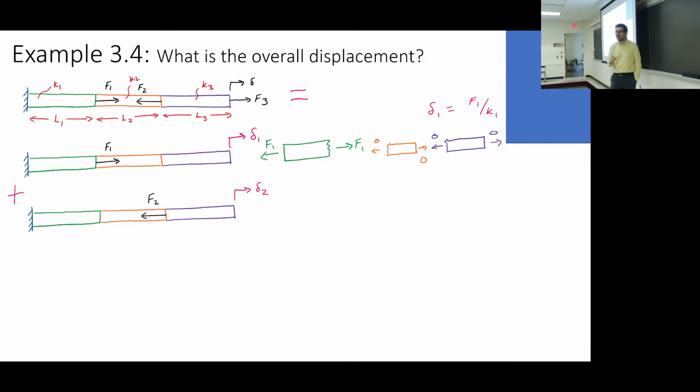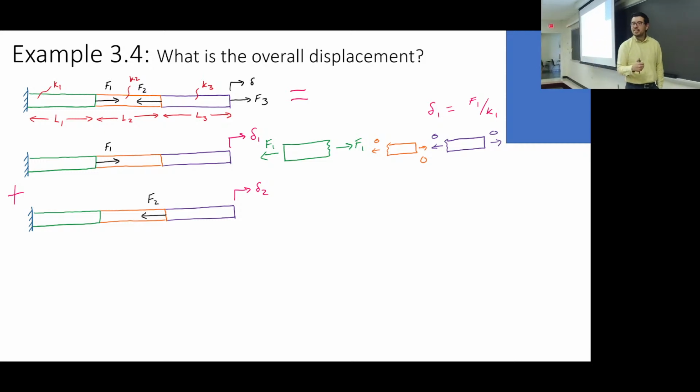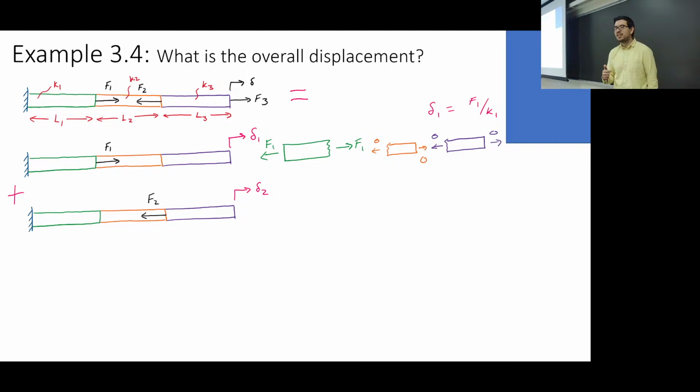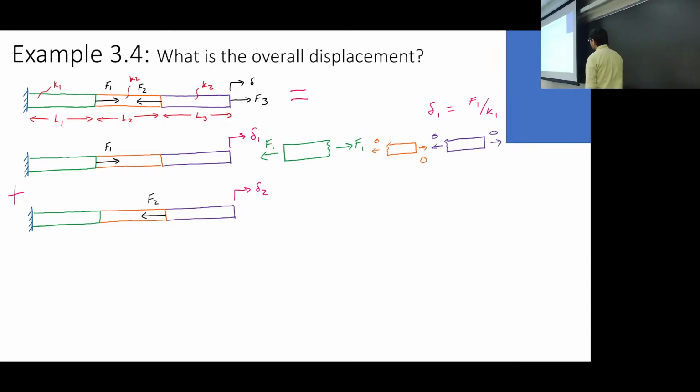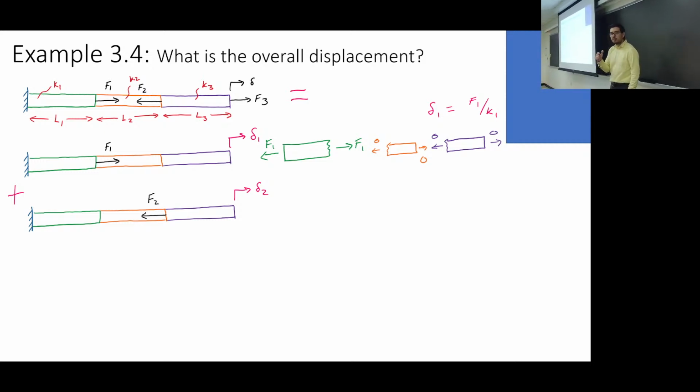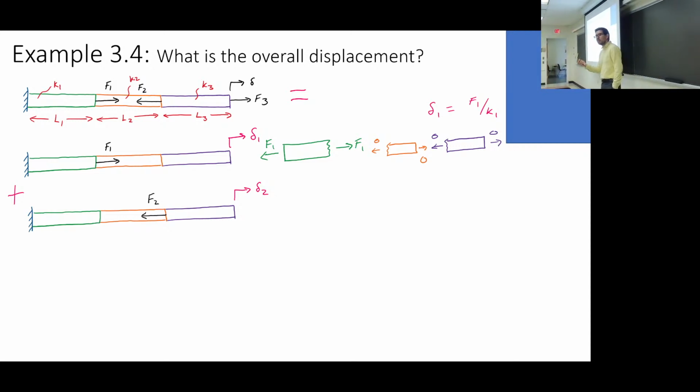So now, how do I think about figuring out delta 2? Yes, Dylan. So it would be as if the first two bars are like one spring. Good. So they're one spring, and what would their springiness be? K1 times K2 over K1 plus K2. Exactly. So now you've got very close to the answer. You've got a force F2, and you have a spring constant, so F over K2 is going to be delta.